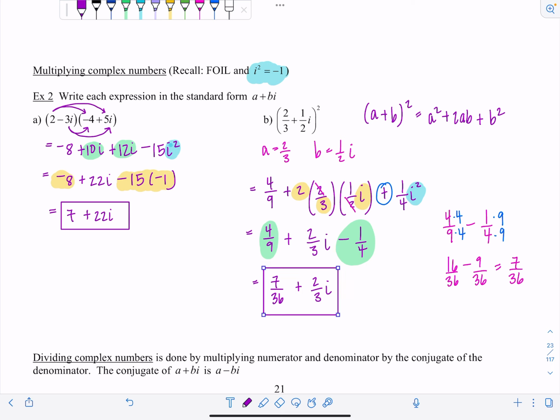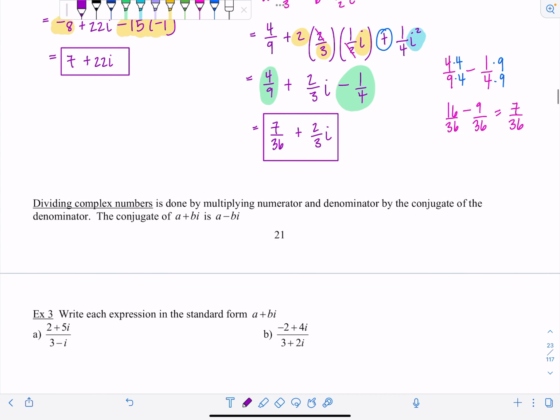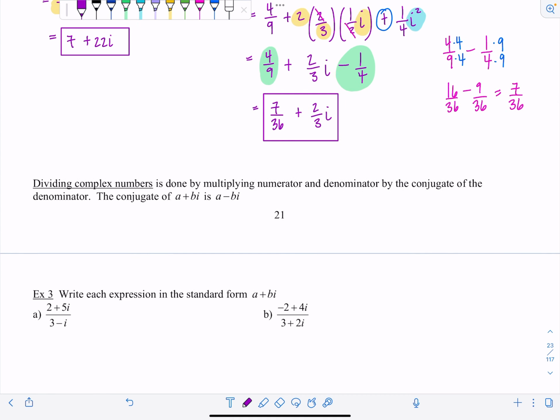All right, very good. How did you like that one? Yeah, I liked it quite a bit as well. Okay, dividing complex numbers. This is done by multiplying the numerator and denominator by the conjugate of the denominator. So remember, the conjugate of A plus Bi is A minus Bi and vice versa.